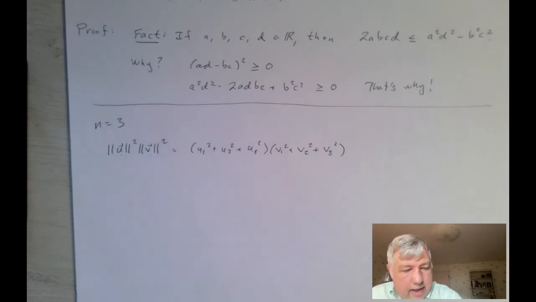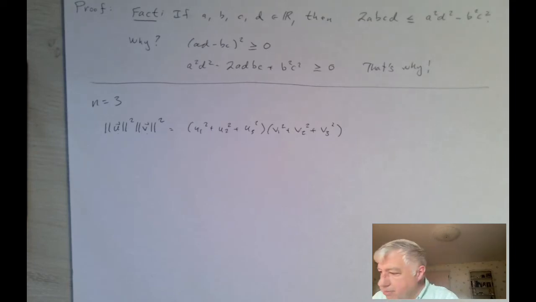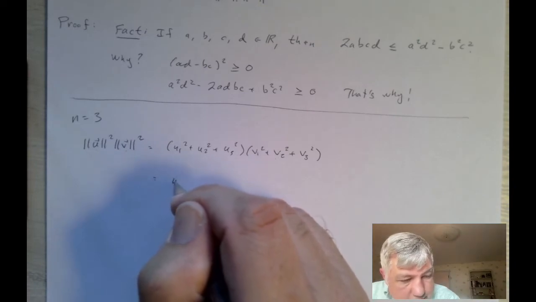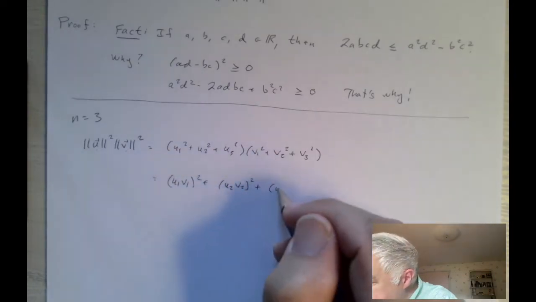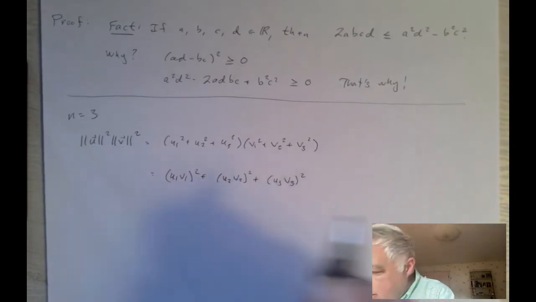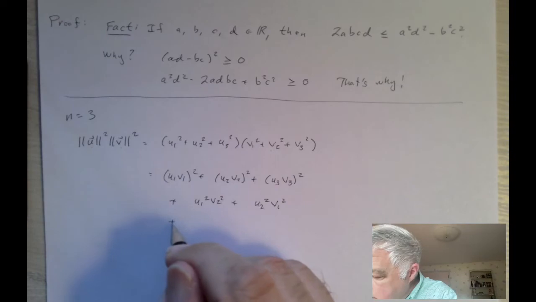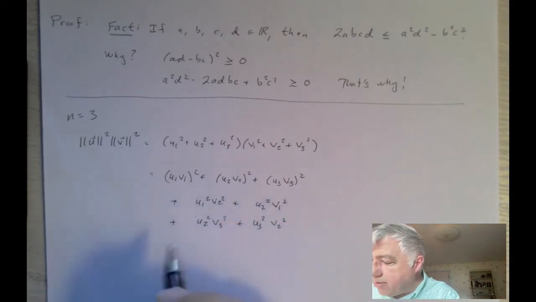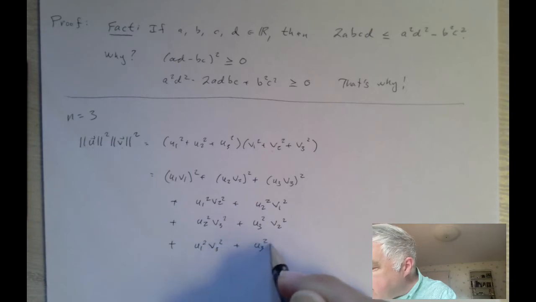Then we can multiply this out. It might be a little unpleasant, but there's going to be a total of 9 terms. If we take these two and these two and multiply them together, we get (u1 v1) squared plus (u2 v2) squared plus (u3 v3) squared. And then there are going to be 6 other terms. We have plus u1 squared v2 squared plus u2 squared v1 squared plus u2 squared v3 squared plus u3 squared v2 squared plus u1 squared v3 squared plus u3 squared v1 squared.